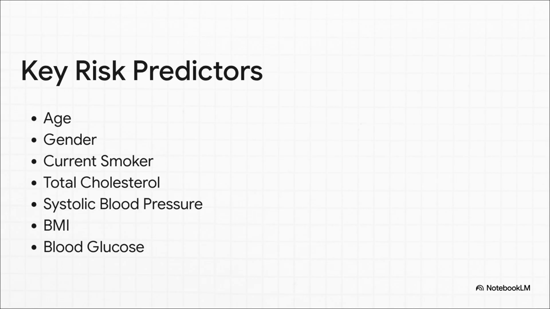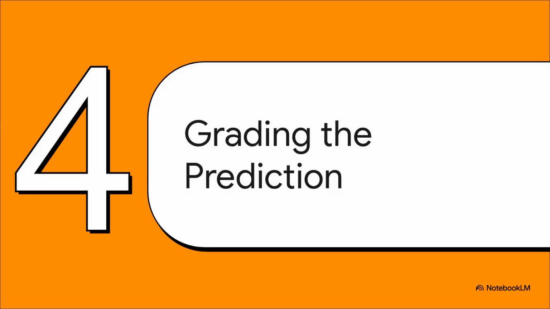And what does the model look at? Well, it looks at things about you. Your age, your gender, whether you're a smoker, your cholesterol levels, your blood pressure. All of these little data points are fed into the logistic regression model to calculate one single critical probability, your risk of developing heart disease in the next 10 years. So, the model takes in all this health data and spits out a number, a probability.